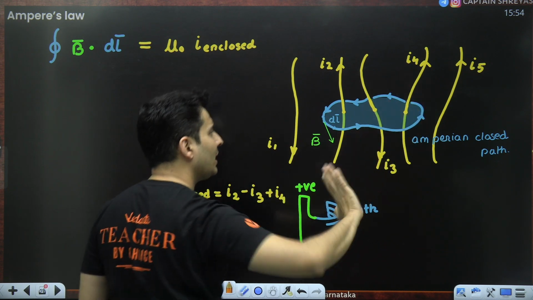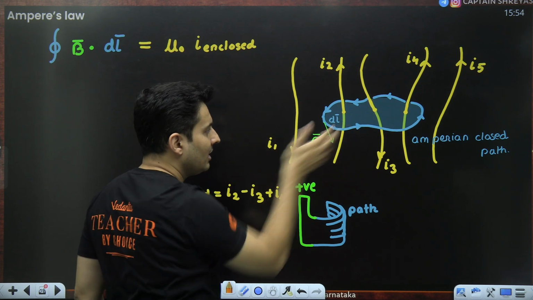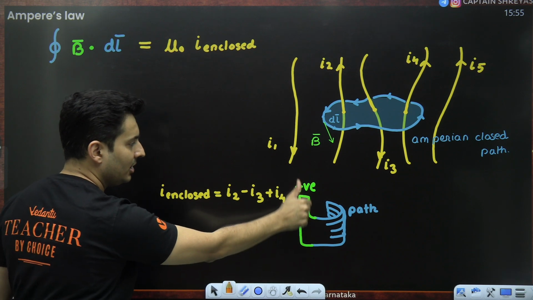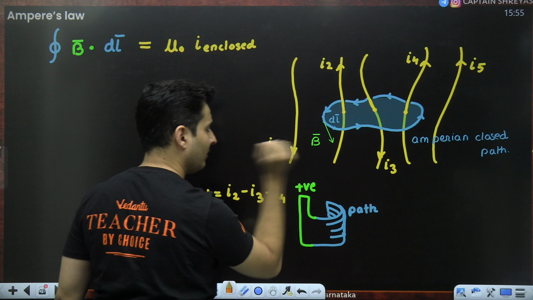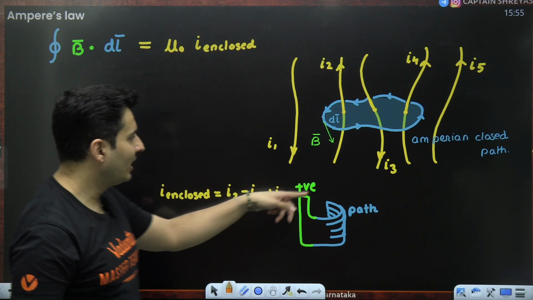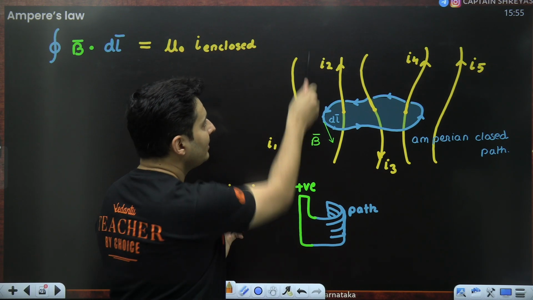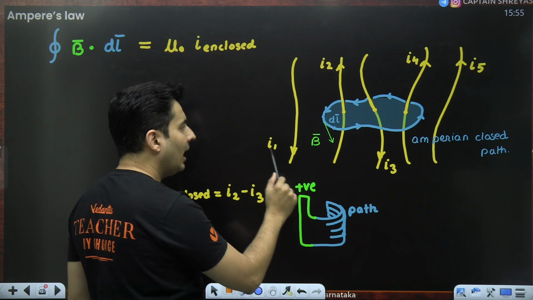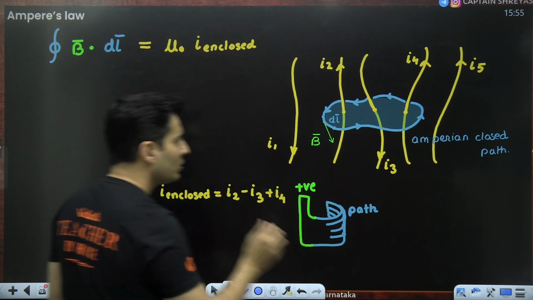If you went like that, you will be holding it like this. Since I am going like this, I will hold it like this. The thumb will go in a direction, that is your positive direction of the current. As you can see, I2 is going in the direction of the thumb, so is I4. I3 is going against. I1 and I5 are outside, so don't even bother.